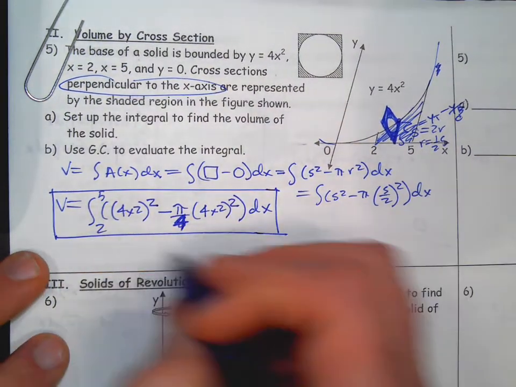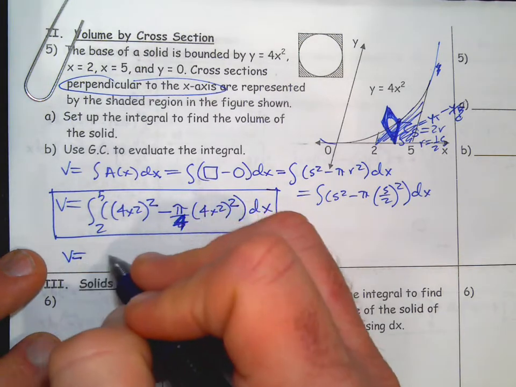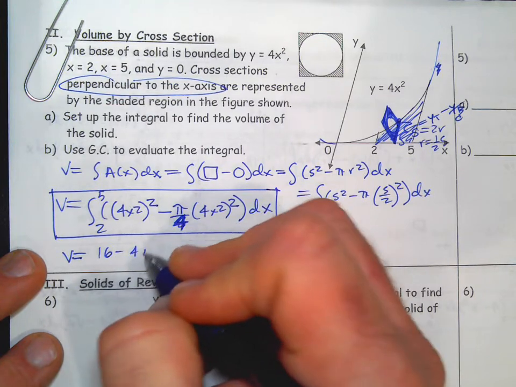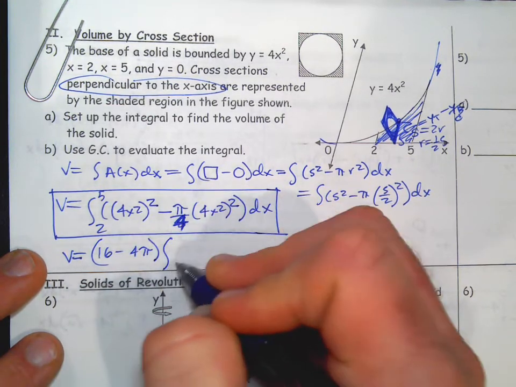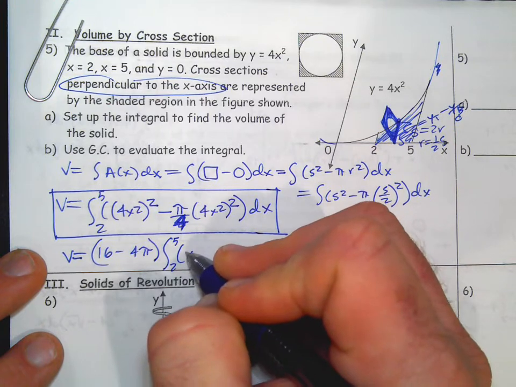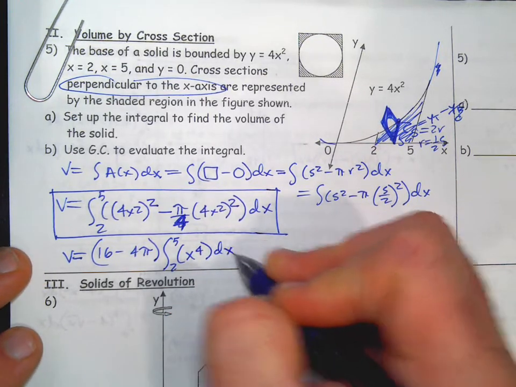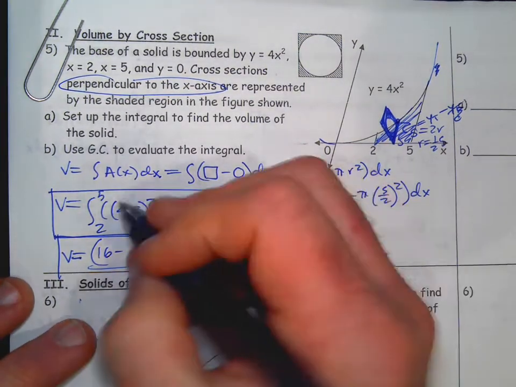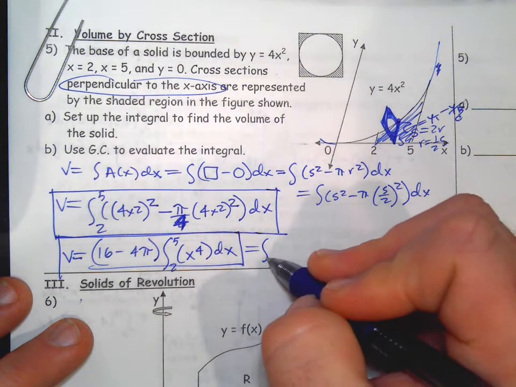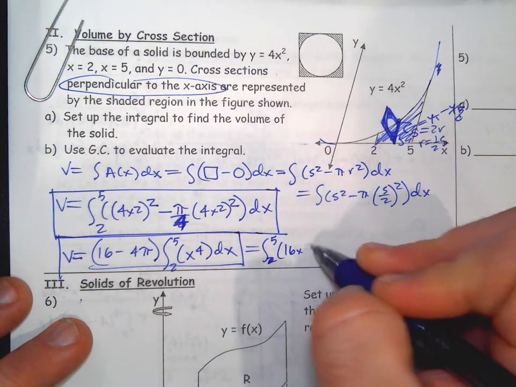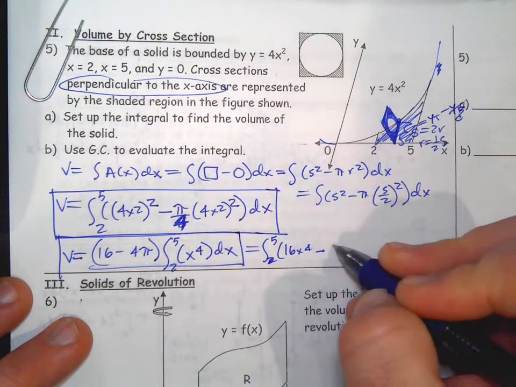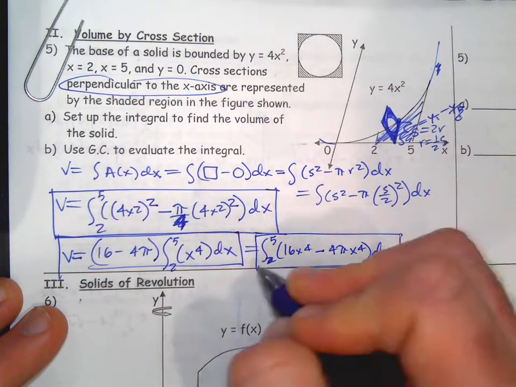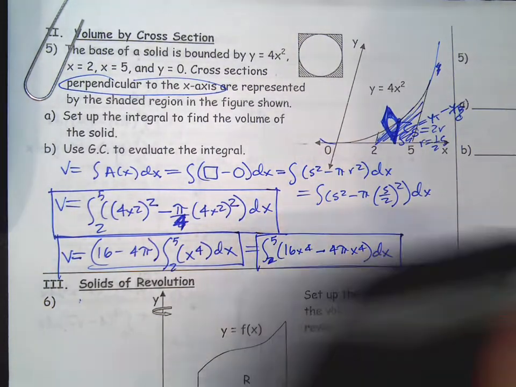We could clean it up too. I mean, you could clean this up a lot of different ways. You could say, well, I'm going to take the 16 minus 4 pi out, and then I'll just have x to the fourth inside. That's kind of a nice clean version of it, but whatever. Or you could leave everything inside and just say, okay, well, this is 16x to the fourth minus 4 pi x to the fourth. And you do that, whatever. I'd probably clean it up a little bit before I plugged it into my calculator.